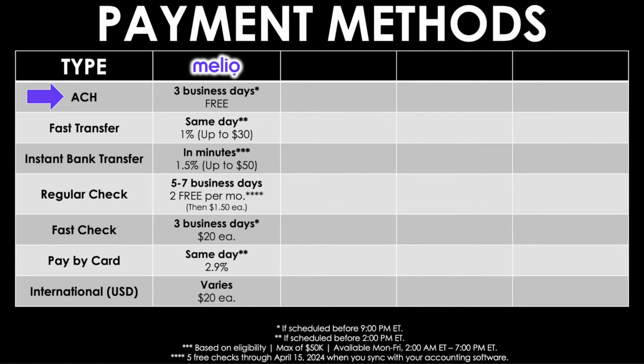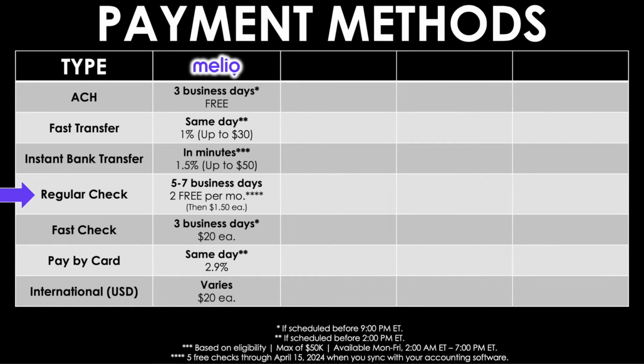For standard ACH, these take 3 business days and are free to perform. They also offer fast transfers, which occur same day and have a fee of just 1%, and they're capped at up to just $30. If urgency is of the utmost priority, you can also perform an instant bank transfer, which is done in just minutes. The fee here is 1.5% up to $50.